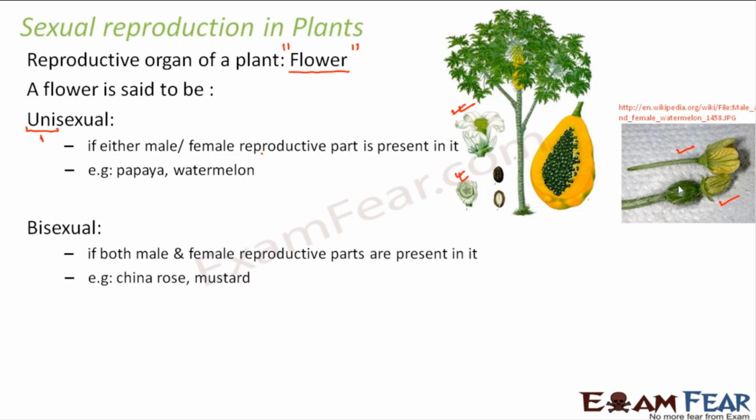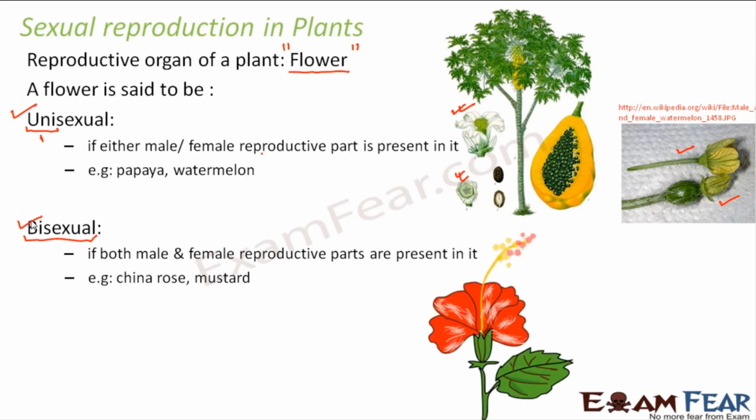On the other hand, a flower is said to be bisexual if both female and male reproductive parts are present in it. Then it is called bisexual. So examples of such plants would be China rose and mustard. China rose is something I think which is very common even in your houses. You can see that you have a China rose plant in your house.